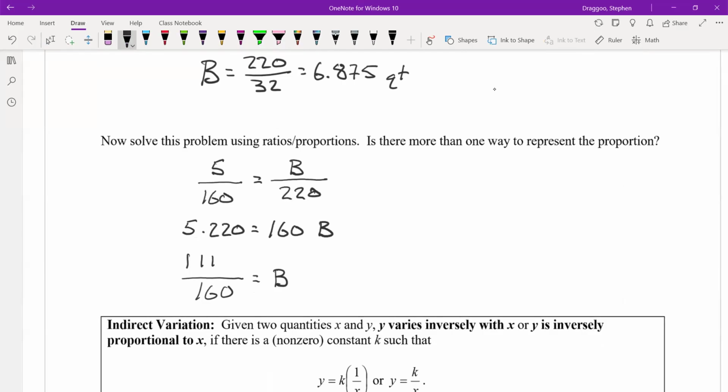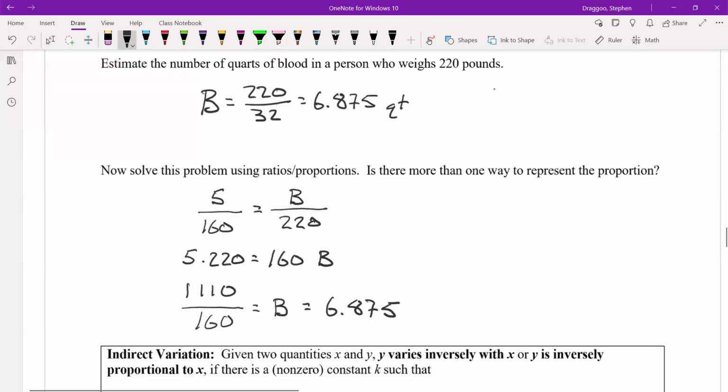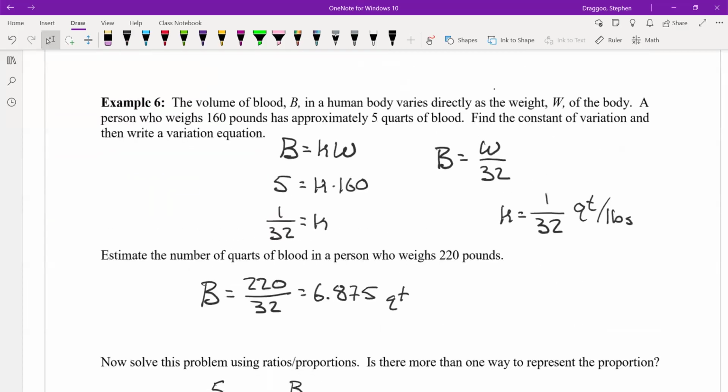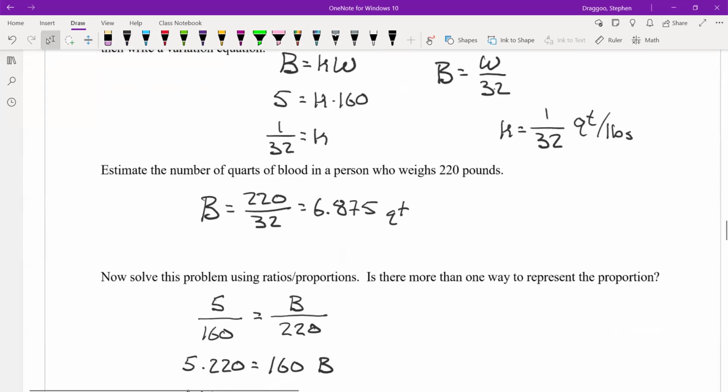This is 1,110 over 160. Man, today's just not my day. I am really not very good with numbers. No, but anyway, I can see if I plug that into my calculator, I get the same thing, 6.875. Where I originally pulled that 6 from, I do not know. I guess there's a 6 in 160. Yeah, I don't know.